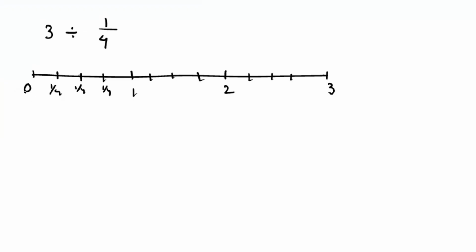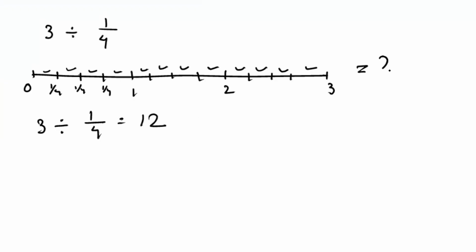Now, we have to count how many parts of size 1/4 fit into 3. We have to count 1, 2, 3, 1, 2, 3, 4, 5, 6, 7, 8, 9, 10, 11, 12. It means 3 divided by 1 by 4 will be 12. So how many parts of size 1/4 fit into 3 will be 12. 12 of 1/4 will fit into 3, 0 to 3.